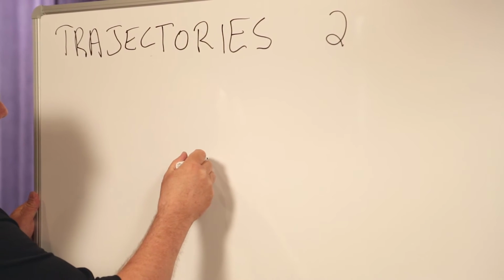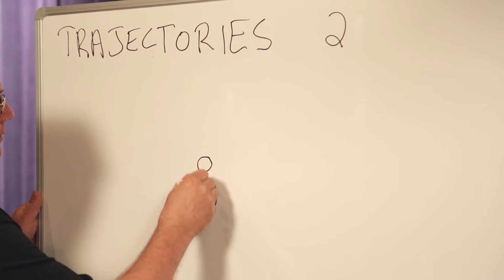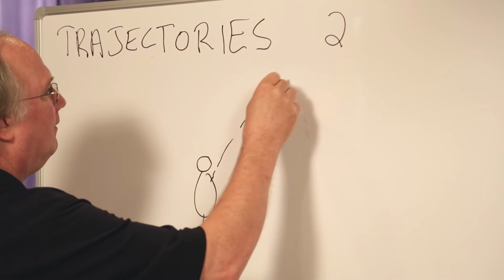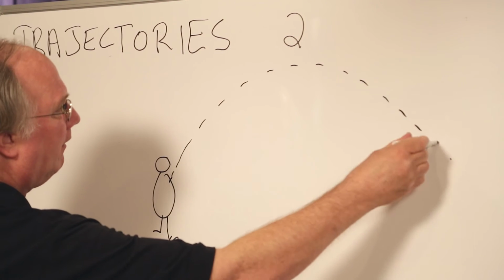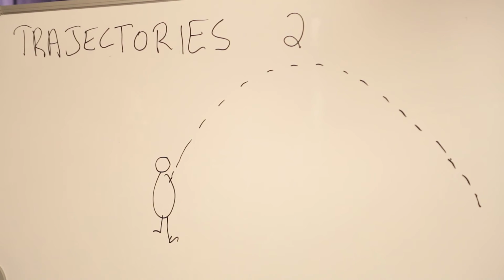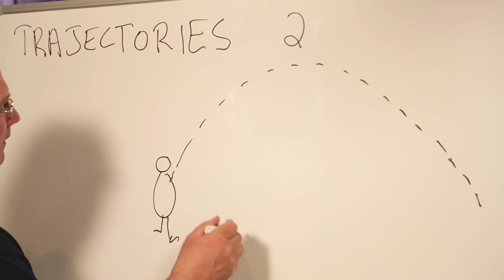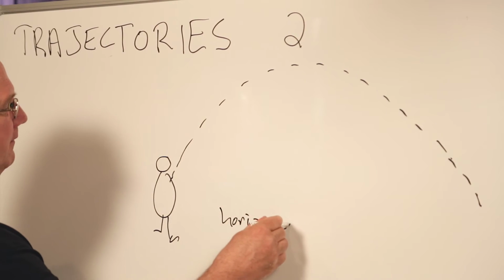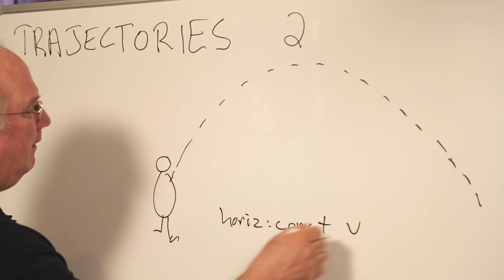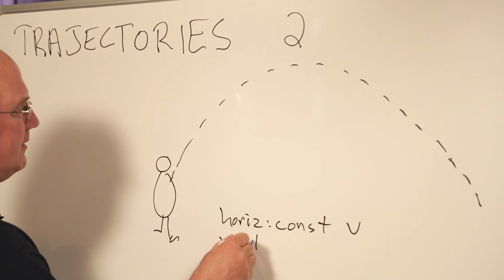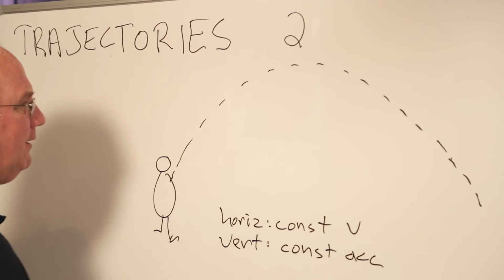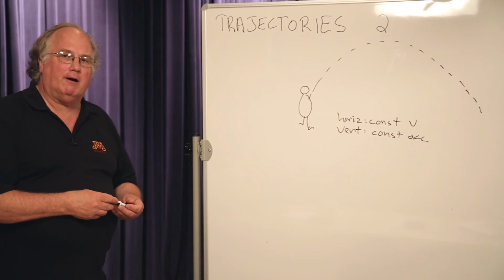How do trajectories work? Well, the trajectory, what happens is that you throw something and it goes through a nice big arc, like so. What goes on physically with this is that horizontally, we have constant velocity motion, and vertically, we have constant acceleration motion. And these two work together to make a nice big arc trajectory.